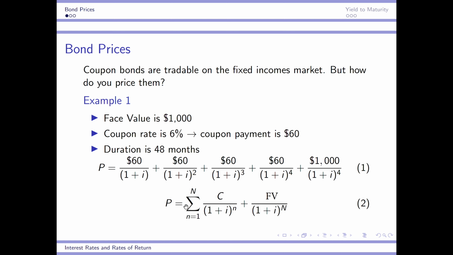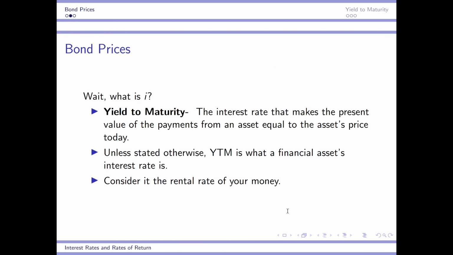It says that the price is equal to the sum of all the coupon payments up until year capital N. So in this case, capital N would be 4, and we have the constant coupon payment, which is $60, over the interest rate raised to each individual year. So you have 1 and then 2 and so on. Plus the face value discounted by the interest rate raised to the maturity date, so capital N. So it says the exact same thing, just a slightly different way to write it.